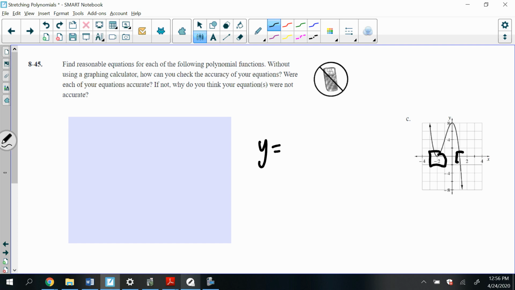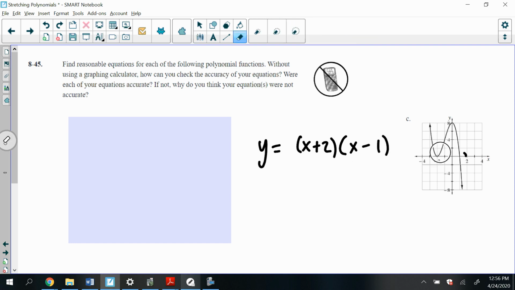I have one at 1. So I'm going to have an x plus 2, and I'm going to have an x minus 1. But if I look at that, I might think, well, wait a second, that's just a quadratic, which is true. So there might be a key piece that I'm missing. And the key piece that I'm missing is this. Always be looking for those bounces. We want to see those repeated roots. So I might think the function for this is y equals x plus 2 squared times x minus 1.